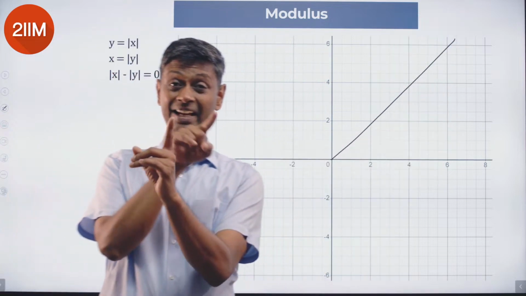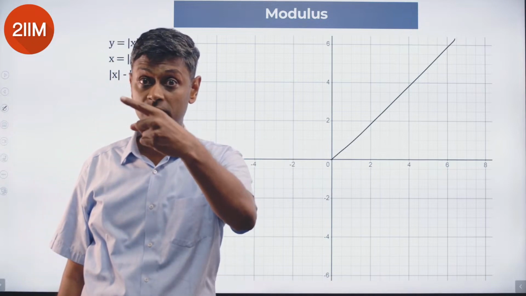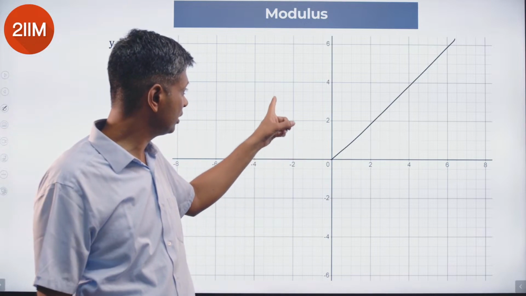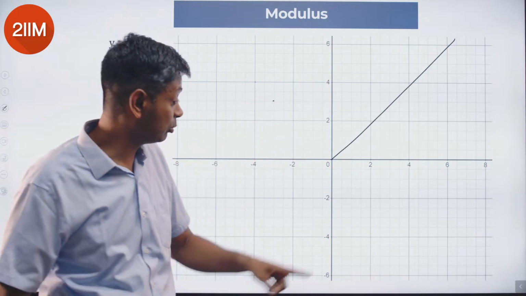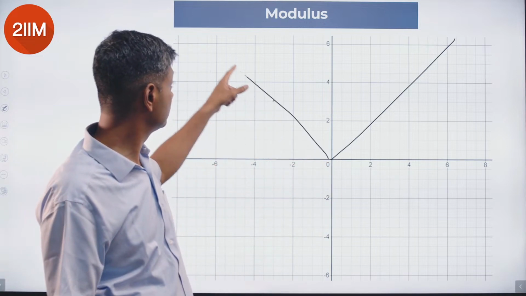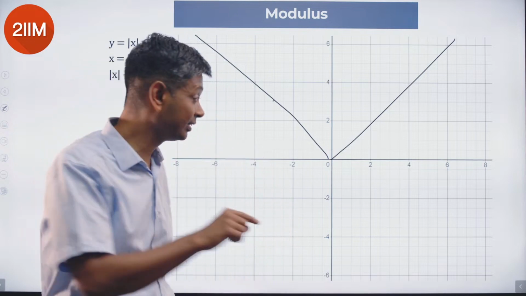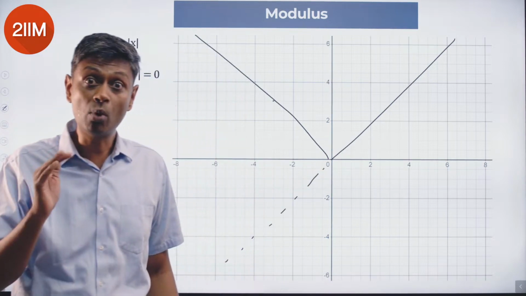When x is negative, if x is minus 1, modulus of minus 1 is 1. When x is minus 2, modulus of minus 2 is 2. X is minus 3, modulus of minus 3 is 3, minus 4 is 4. Or, if you think about it, the graph like this. Y equal to mod x. Y equal to x, the graph like this. Y equal to mod x.